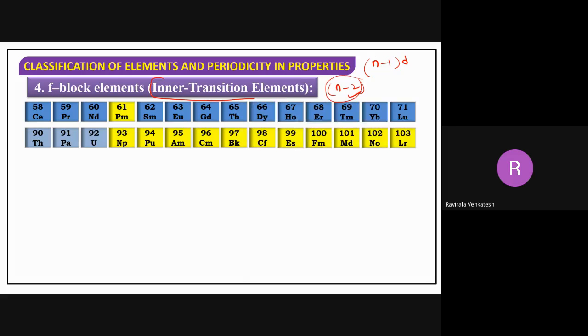Next we will see the f-block elements. They are called inner transition elements because n-1 orbitals generate the transition elements, and the n-1 inner is nothing but n-2. Therefore, they are called inner transition. These are the elements of the f block.